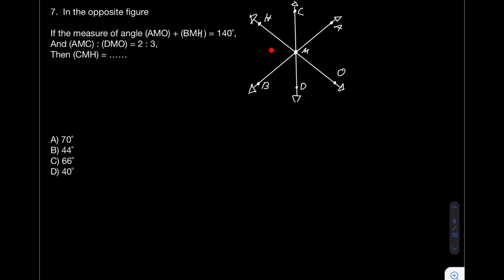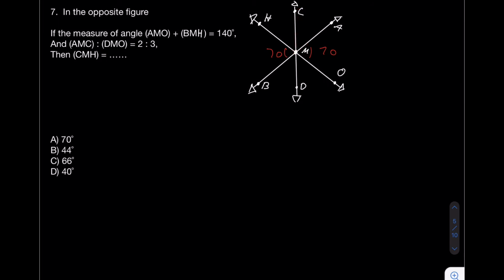Why? Because there's a rule with angles. Opposite angles are equal, so this is equal to this, right? Which means that this is 70 and this is 70. Why? Because 140 divided by 2 is 70, right?